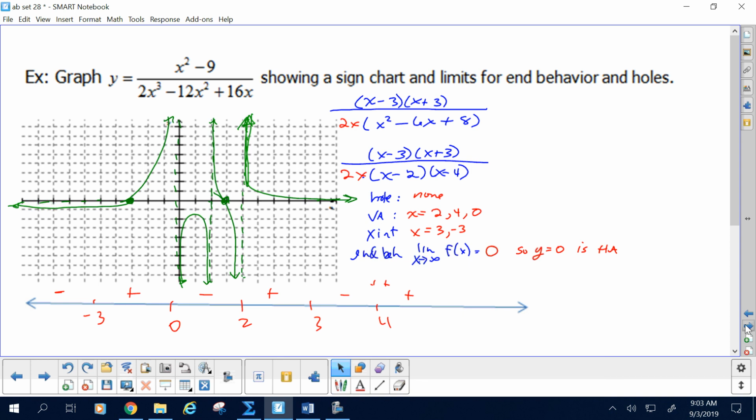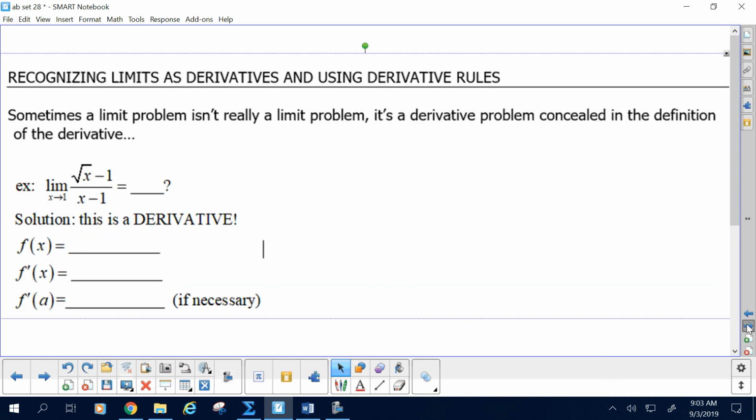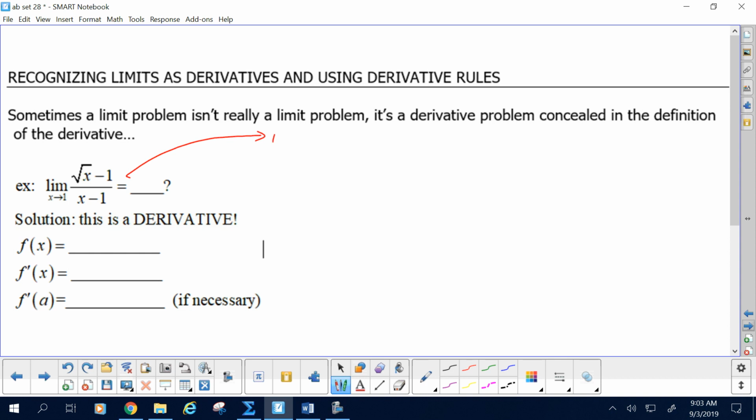I angled it. Okay, let's go to the second idea, which is not at all a rational function. It's more of a calculus idea. That's why I call this paper green, for derivative work, instead of white. Now, sometimes a limit problem isn't really a limit problem. It is a derivative problem. Actually, it could be expressed two different ways. We did this before derivatives.